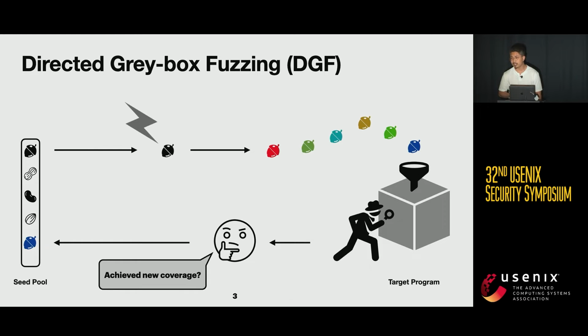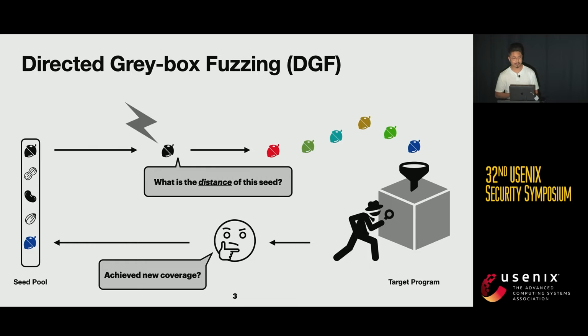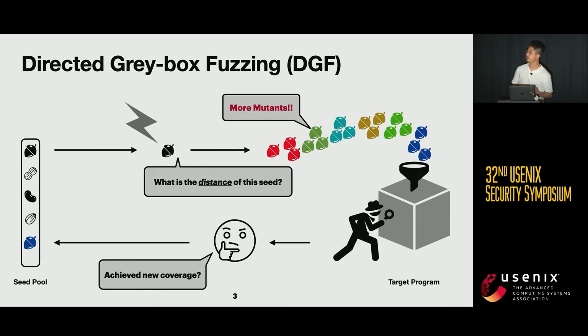Now, since this is directed gray box fuzzing, every time a seed is selected, we ask the question: what is the distance of the seed? And by distance, we mean how close the seed's execution is to the target location. And as the distance is closer, smaller, we generate more mutants from it in the hope of reaching the target location through that seed. However, there are some limitations in directed gray box fuzzing.